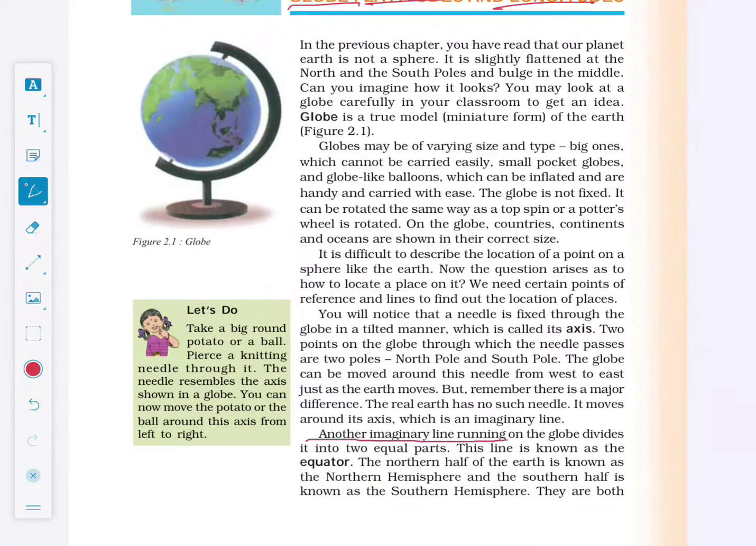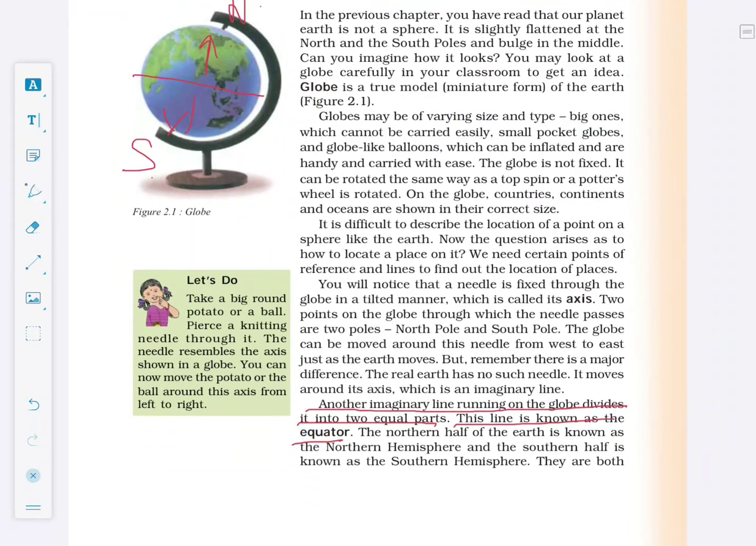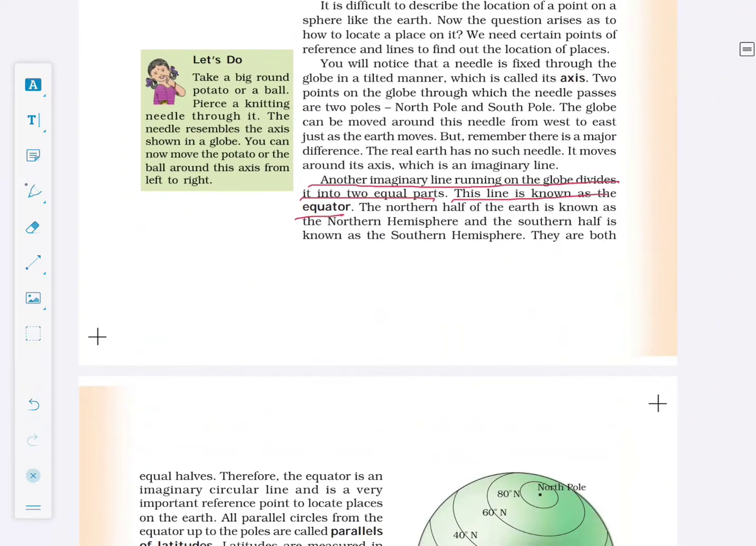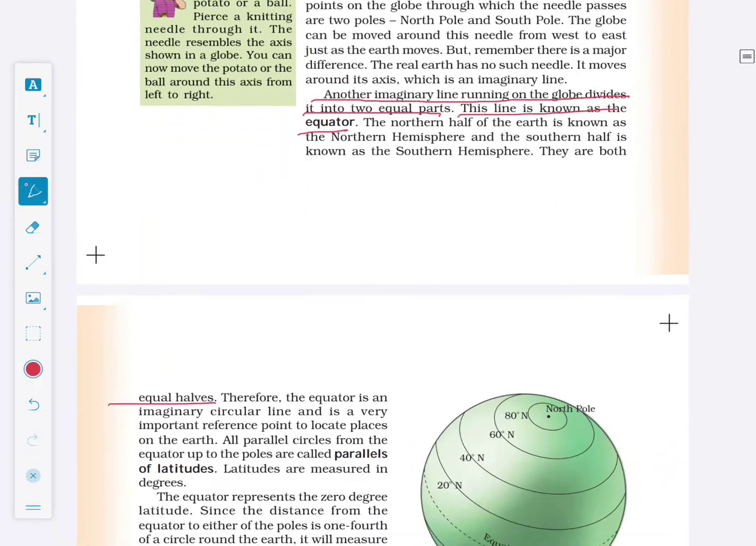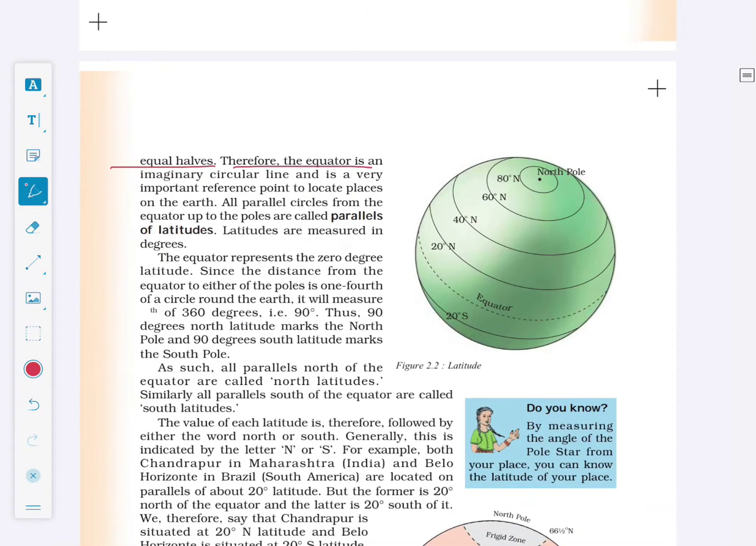Another imaginary line running on this globe divides it into two equal parts. This line is known as the equator. For example, as we are seeing in this globe, there is a line here which we call the equator. This line divides the globe into two equal parts. The northern half part is known as northern hemisphere and the southern part is known as southern hemisphere. They are both equal halves. Therefore, the equator is an imaginary circular line and is a very important reference point to locate places on the earth.